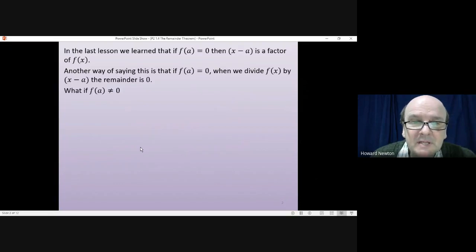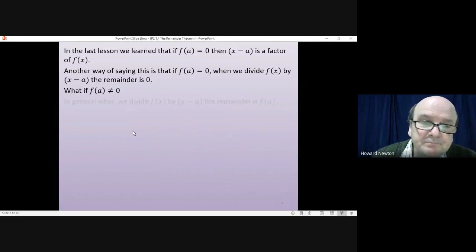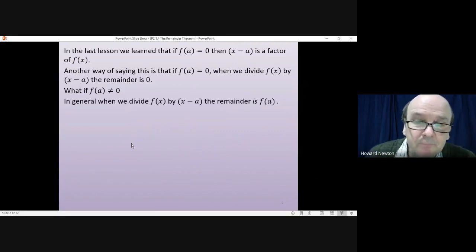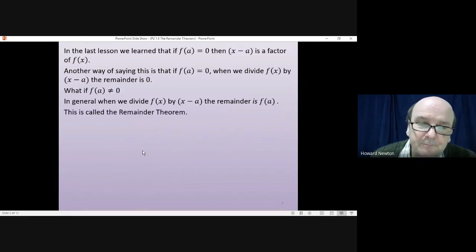But what happens if the value of the function is not equal to 0 when we put x equals a into the function? Well, in general, when we divide f of x by x minus a, the remainder is f of a. So if we put x equals a into the function, whatever we get out for the answer, that is the remainder when we divide by x minus a. And this is called the remainder theorem.